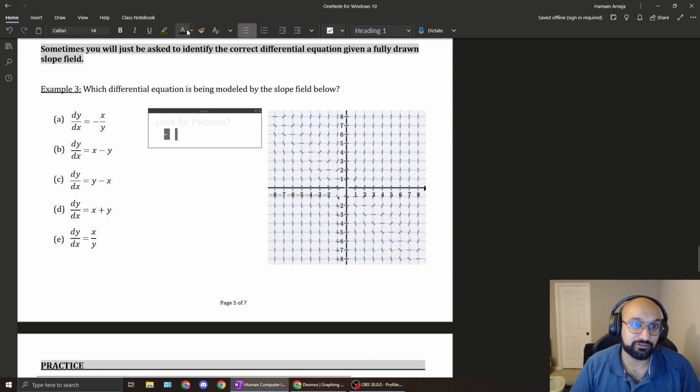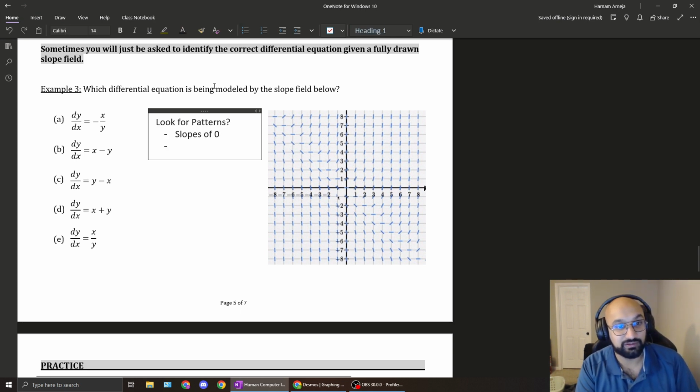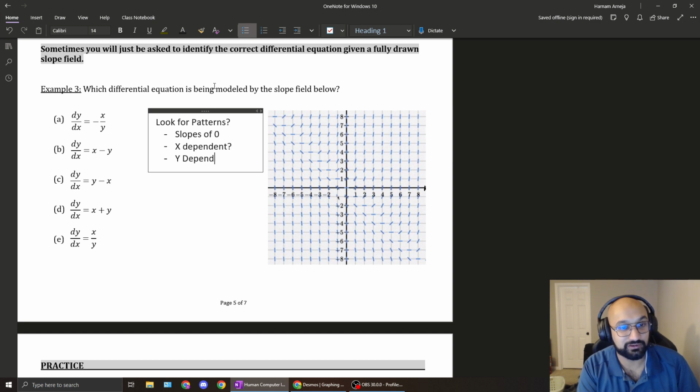Patterns that are helpful are trying to find where things are 0, meaning like, do you see any slopes of 0? So look for slopes of 0. Ask yourself, is it x dependent? Is it y dependent? If you can answer these questions, you can really narrow it down. If the answer depends on x, then dy dx has an x in it. And if the answer depends on y, then dy dx has a y in it. If it depends on both, then it has both x and y in it.